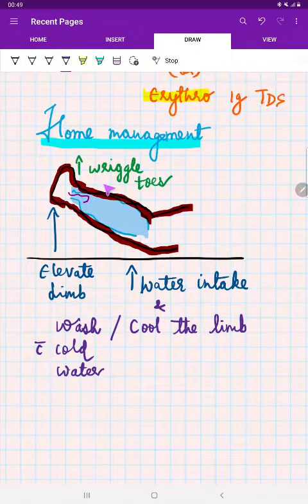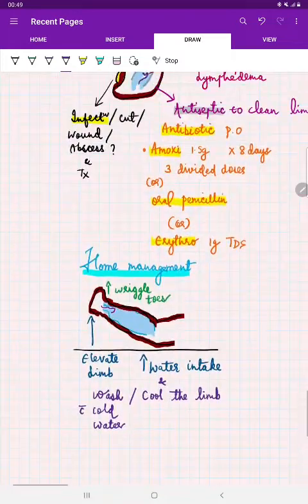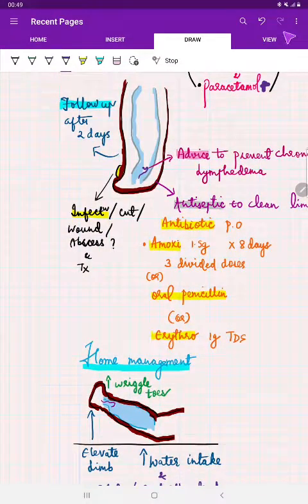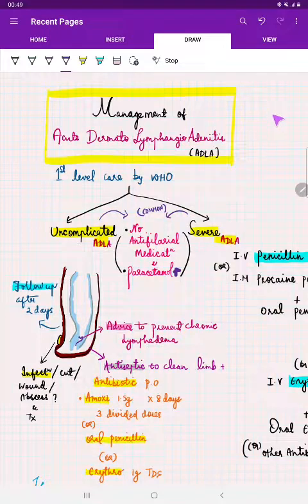So these are the measures. Home management. And after that, after 2 days, you need to come for follow up. This is all about the management and clinical presentation of lymphatic filariasis.